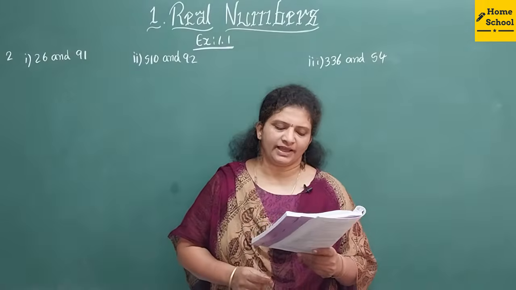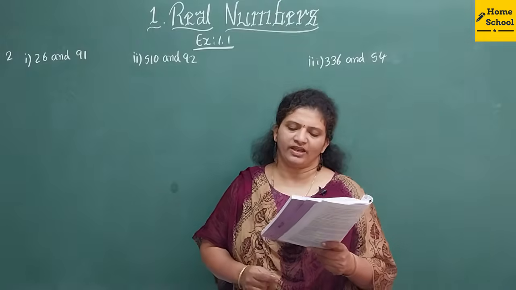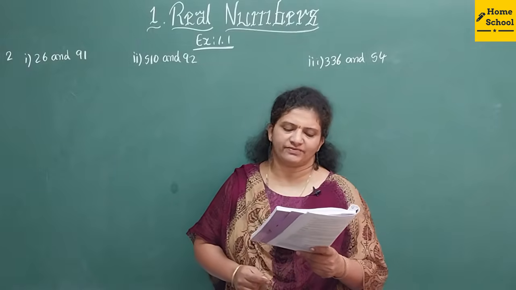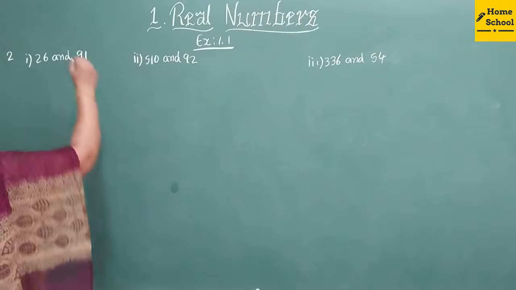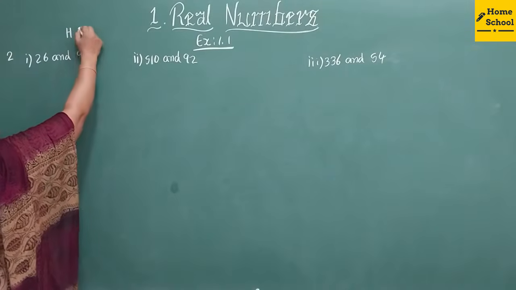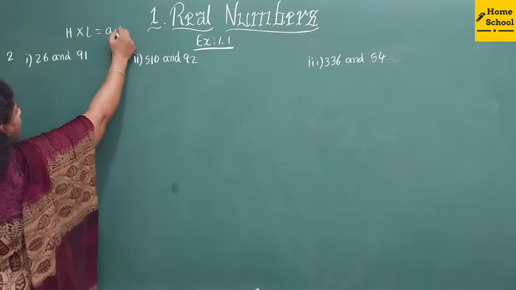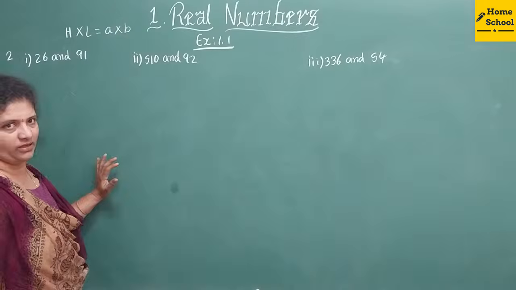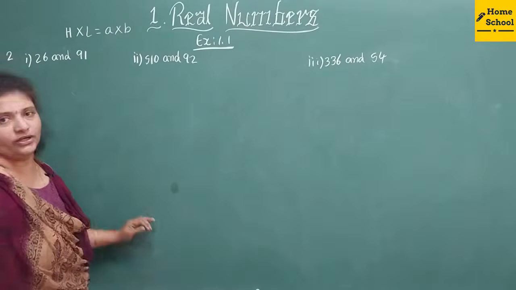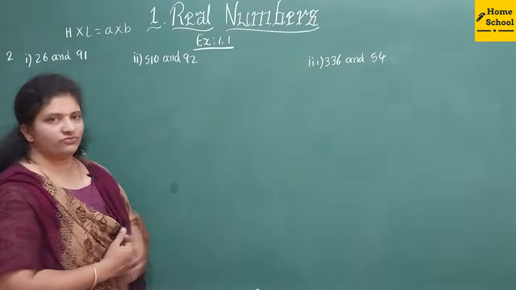Second one: find the LCM and HCF of the following pairs of integers and verify that LCM into HCF is equal to the product of the two numbers. So here you should remember HCF into LCM is equal to the product of the two numbers. Let the two numbers be A and B, I have taken. So this relation you need to verify after finding HCF and LCM. So we have three problems.